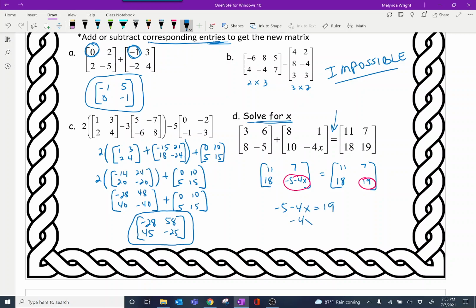So I've got negative 4x equals, I add the 5 over, what does that give me, 24. So x is going to be negative 6. All right, fantastic.